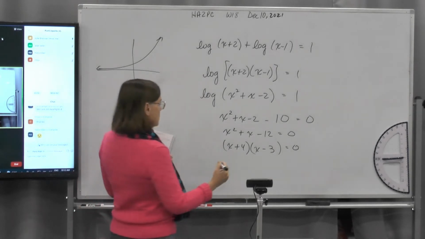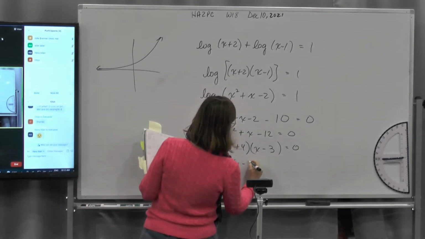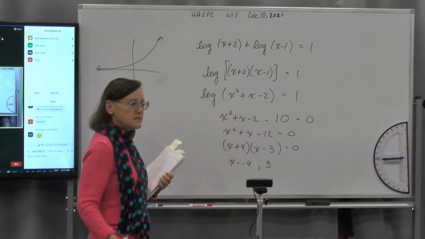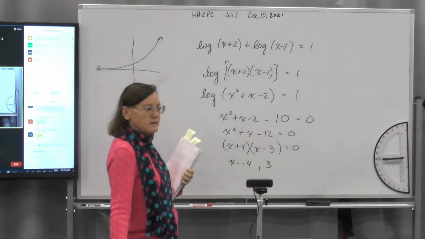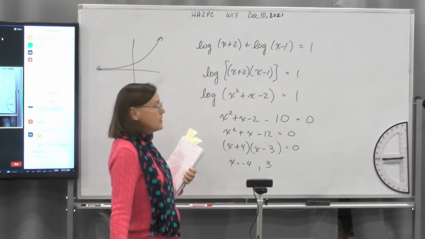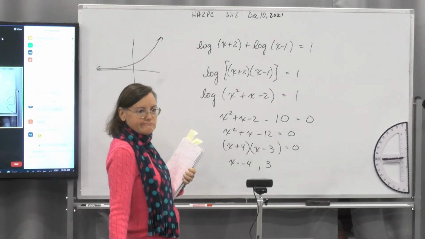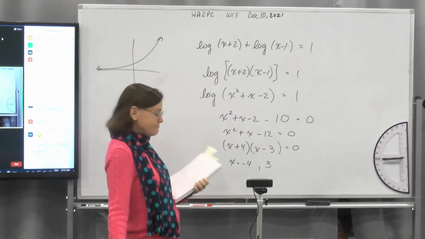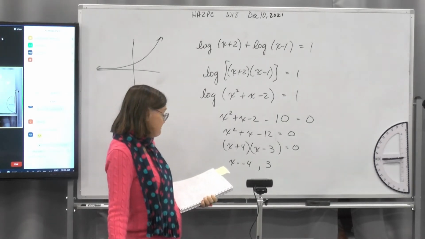So x is either equal to negative 4 or positive 3. Last step would be to plug it back in and see if I have a domain or range limitation. No, there's no domain limitation. No, because you're not going into the negatives.